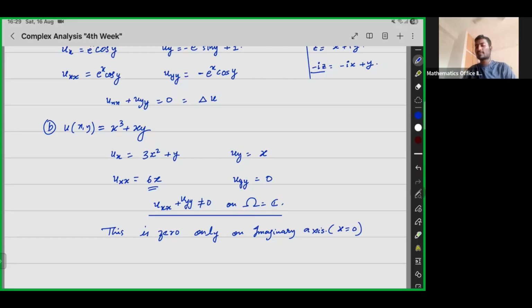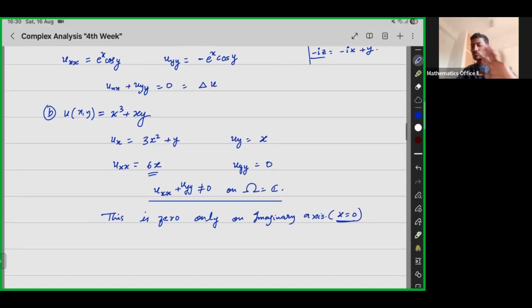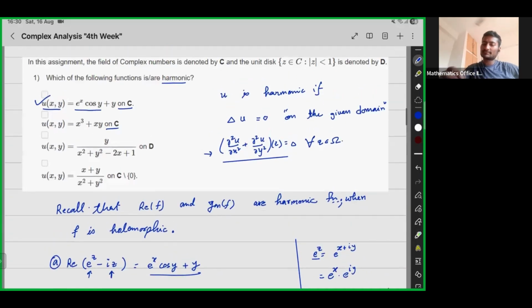It should be 0 in the given domain, then only we say it is harmonic on that domain. So the definition is domain-wise. In an open set, if this Laplacian is 0, then we say that it is harmonic in that domain. But this imaginary axis is not our domain, so we cannot say it is harmonic or not. Okay. So from here we are clear that it is not harmonic. So part B is incorrect.